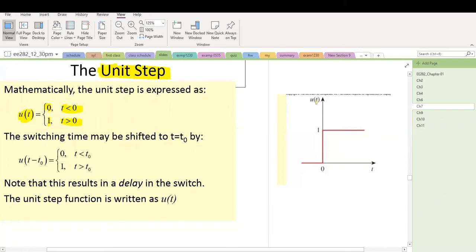So if we draw this function as here, when t is less than 0, that's 0. When t is greater than 0, that's 1. But at exactly t equals 0, the function value is not defined.